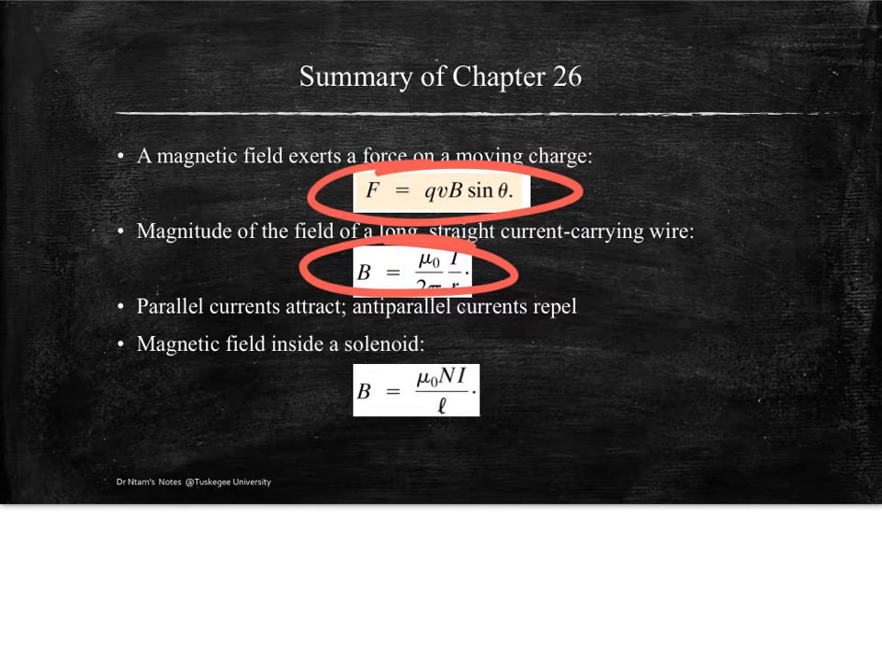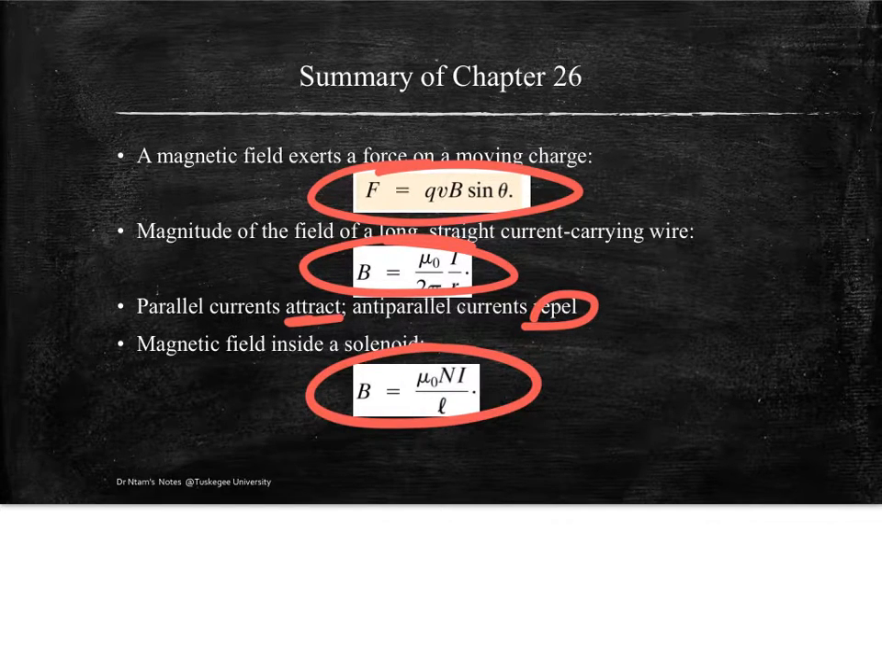Parallel currents attract, anti-parallel currents repel. Magnetic field inside a solenoid is given by this expression.